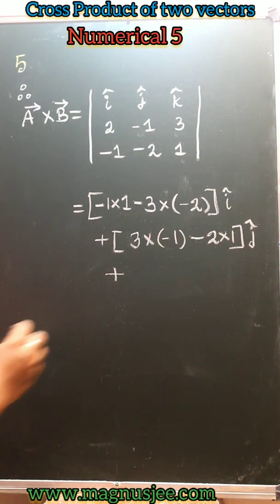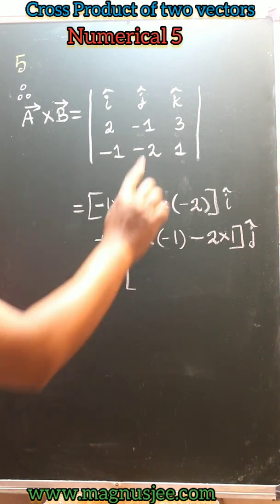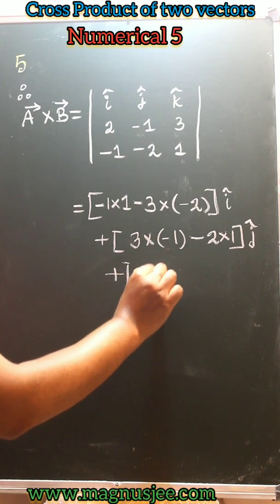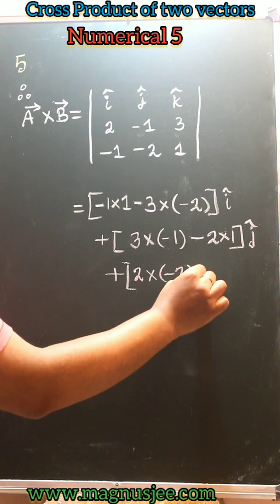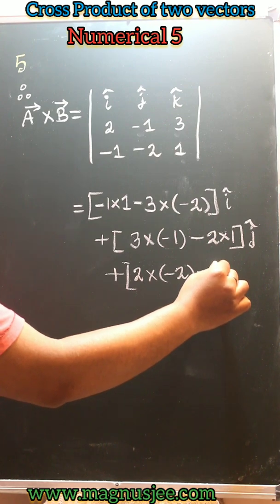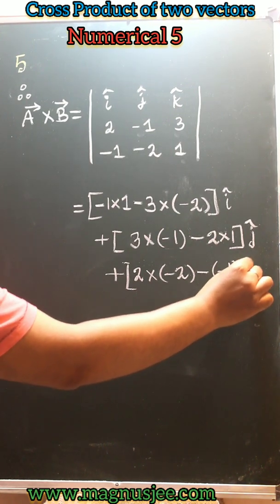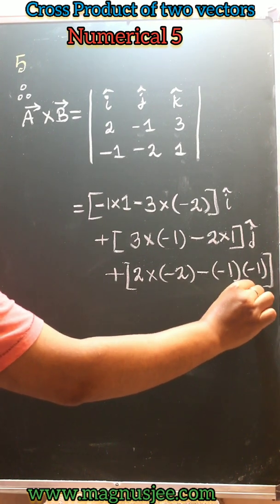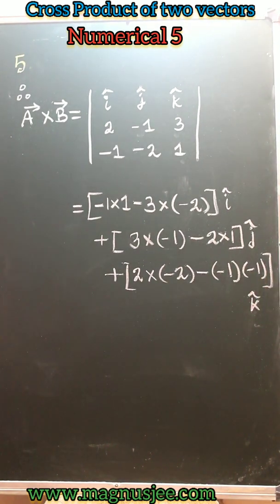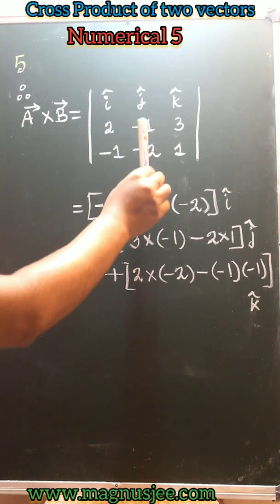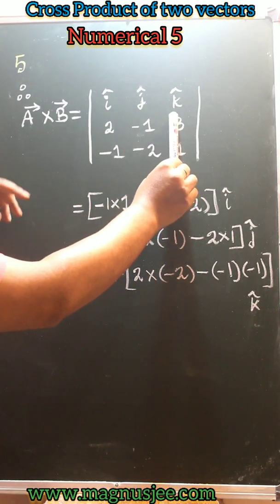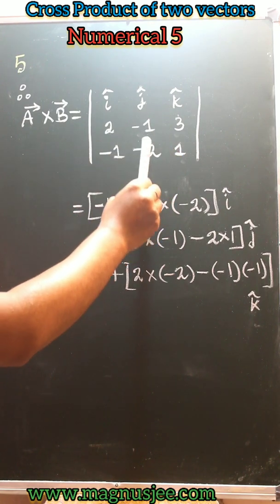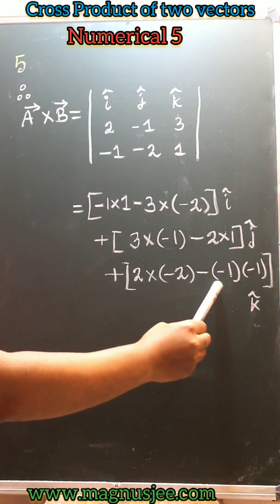For k cap, block the column of k cap, then 2 into 2, the immediate right hand side rectangular component of k cap is 2, 2 into -2 minus -1 into -1, k cap. So 2 into -2, then -1 into -1.